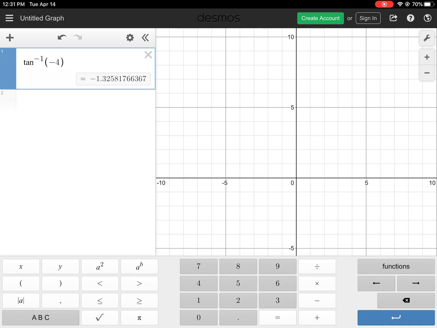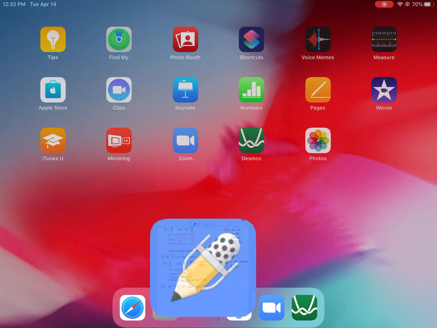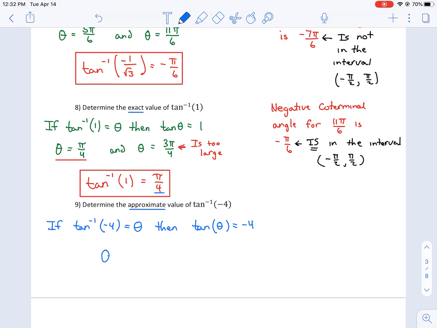A radian measure of -1.326. So theta is approximately -1.326 radians.